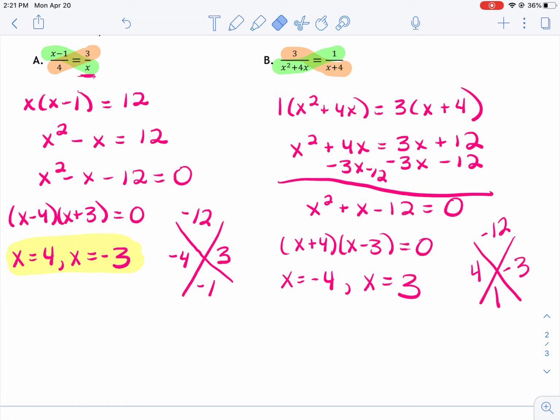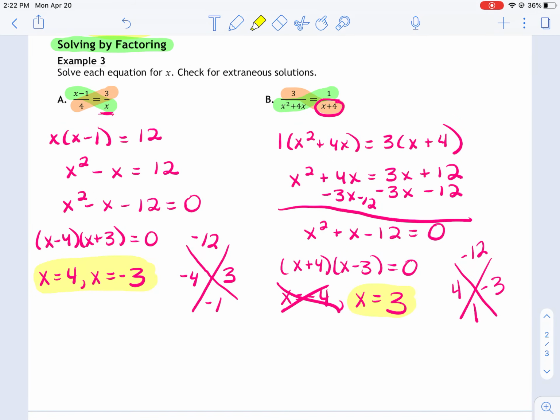Okay, and here's your example of an extraneous solution. If I put negative 4, check the second denominator. If x is negative 4, you're going to get 1 divided by 0. Okay, so this is an example of an extraneous solution. We cross it out. We cannot have an answer that causes the bottom to be 0. Okay, but if x is 3, the right side is going to give me 1/7, and then the left side will be 3 divided by 3 squared is 9 plus 12. Okay, and so that answer is fine. And so even though our factoring produces two answers, only one of them works. All right, so that's how we solve using cross multiplication.